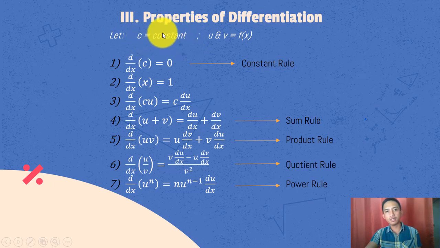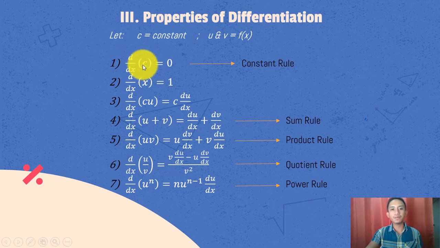C corresponds to a constant, that is just a number. In these properties, we are also using u and v. These are just functions of x, or if we have an equation of t, then it is a function of t. So c is a constant, and u and v are functions. They are different functions. Okay, so let's start with the first property. Again, this d/dx means the derivative of this function with respect to x.